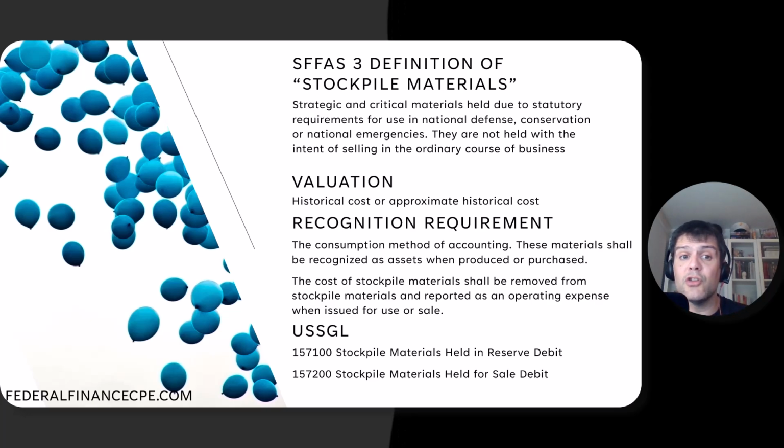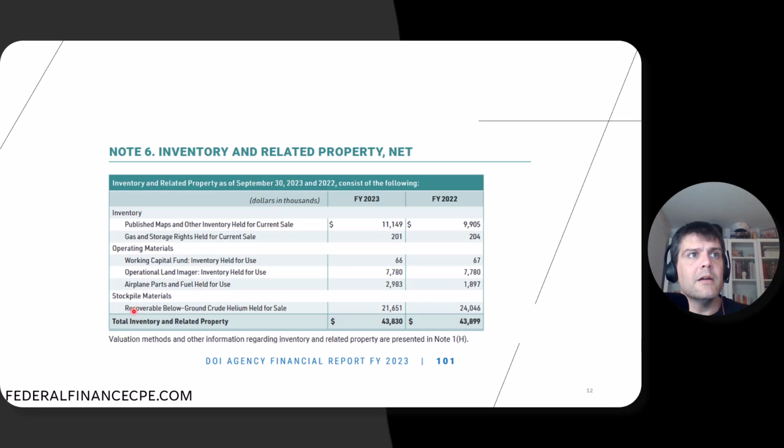And there's actually only two USSGLs for stockpiles. You'll see here 1571.00 and 1572.00. Now, these are once again balance sheet inventory along with forfeited property, but they also have a note. So this is Department of Interior's financial notes from 2023, and you'll see in stockpile materials right here. Department of Interior has a whole lot of helium for the U.S. government. You see the balance has changed a little bit. They went down. But this is how it would be reported at the historical cost, right, of your helium.